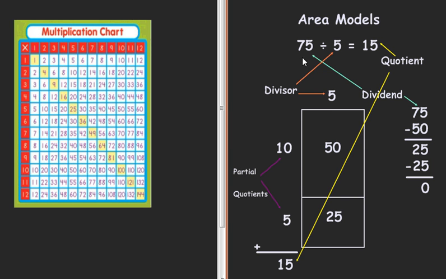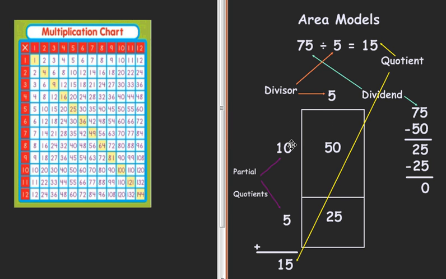Now just like all of the multiplication problems, you have your dividend, which is the big number, then you have your divisor, the number you're dividing by, and you are ultimately looking for your quotient. So this problem that we're looking at right here is 75 divided by 5 equals 15. All right, and so when we set this up, we're going to start by having a rectangle, and then you put your divisor on top.